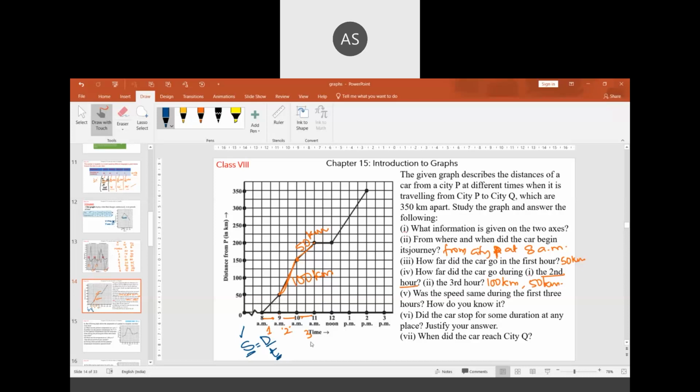And what is it called? Did you come across this word in physics? Yes, sir. Uniform speed. If the distance covered by time is same in each interval of time, it is called uniform speed. Here it is not a uniform speed because the distances are different in the time duration.